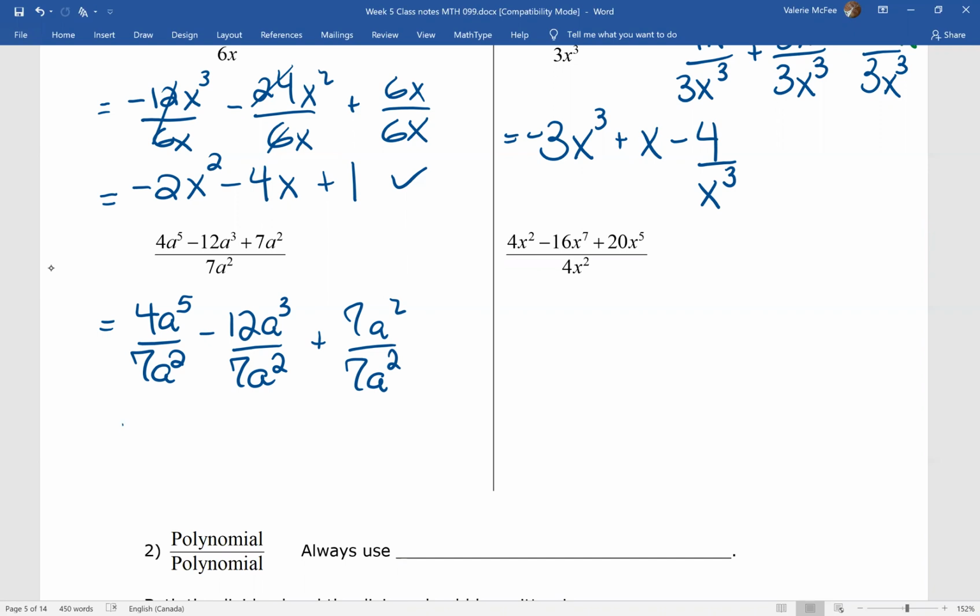So you can look at that first term, and there's nothing I can do with 4 divided by 7 except get a decimal. We're going to leave it as 4 over 7. There's more a's in the numerator. Same thing with 12 over 7. Nothing I can do but leave it as an improper fraction. 7a squared divided by 7a squared equals 1. You need that 1 there.